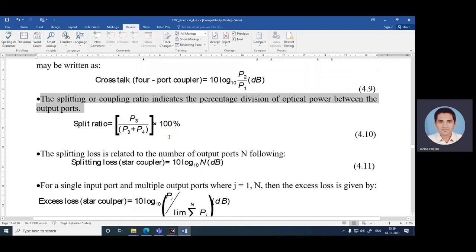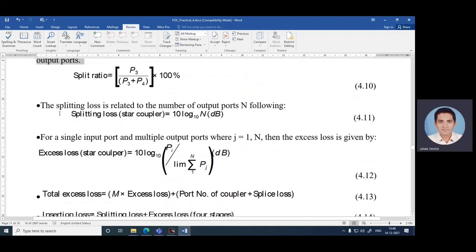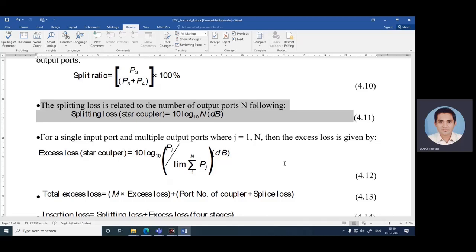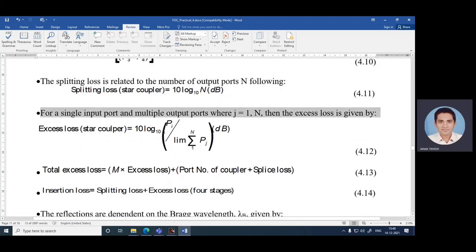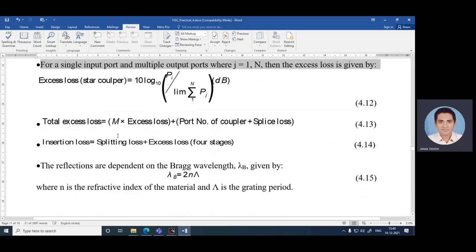The splitting or coupling ratio indicates the percentage division of optical power between the output ports. Split ratio is P3 divided by (P3 plus P4) times 100%, equation 4.10. The splitting loss is related to the number of output ports and is given by splitting loss for the star coupler equals 10 log10 of the number of output ports in dB, equation 4.11. For a single input port and multiple output ports, the excess loss for star couplers is equal to 10 log10 of (P_in divided by the sum over j equals 1 to m of P_j) in dB, equation 4.12.